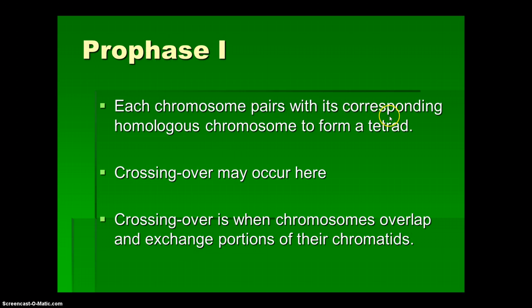Each chromosome pairs with its corresponding homologous chromosome to form a tetrad. So we now have 4N in the center of the nucleus. Briefly, crossing over may occur here. Crossing over is when chromosomes overlap and exchange portions of their chromatids.